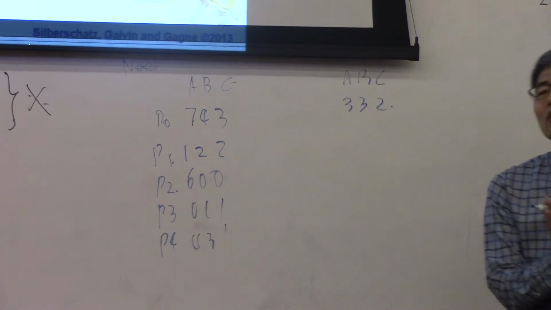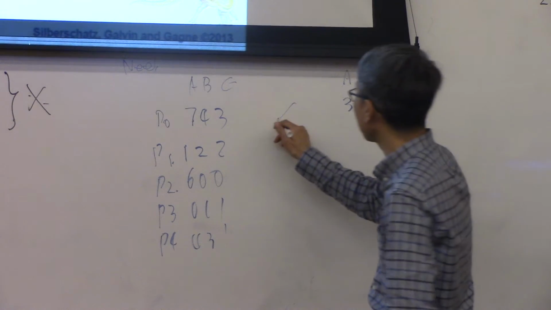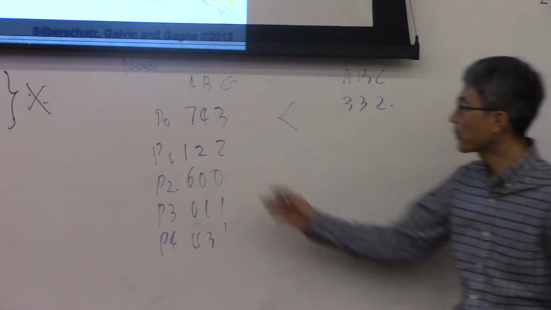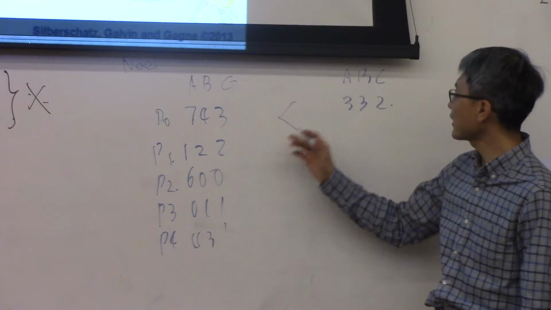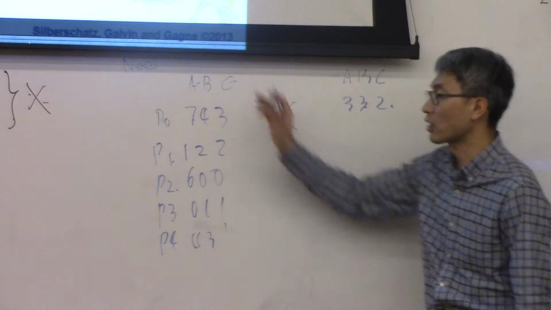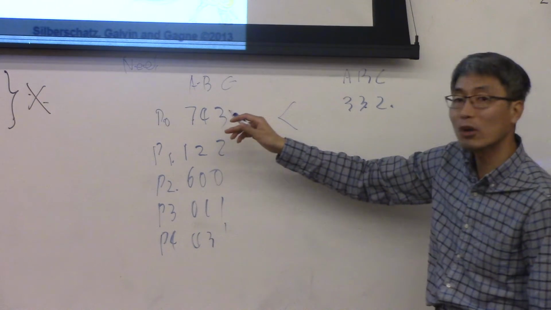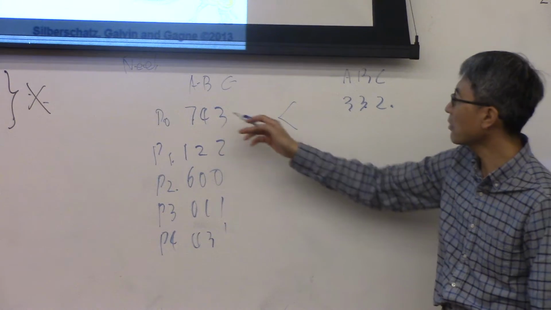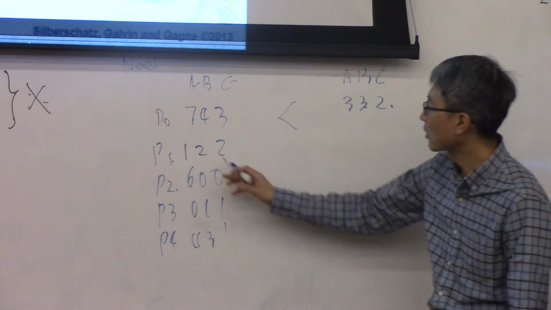Then the algorithm is very simple. First we are going to find the process whose need is equal to or less than the available for each resource type. Is P0 possible? No, it needs 7.